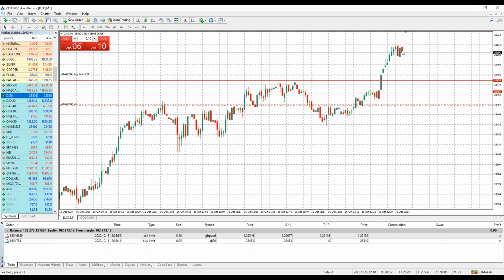Okay, so let's see if this pulls back. I think it might trigger our pending order here to get in at a better price. You see, it's trying to pull back a little after that breakthrough. So it'll be interesting to see. Okay, so let's then take a look at gold. That was requested.